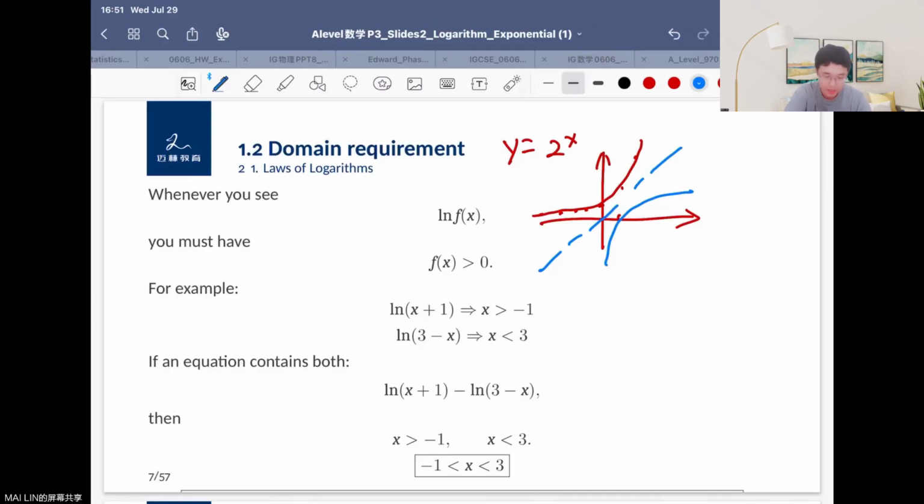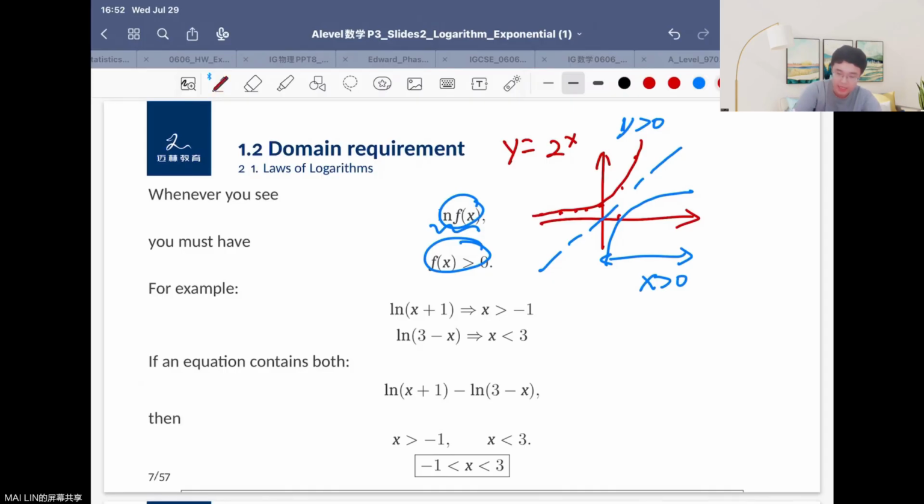Also, if we have ln f(x), you can find that f(x) is bigger than 0, because the exponential function has y bigger than 0, right? So here the domain is x bigger than 0. If you have ln f(x), that means we always have to make sure f(x) is bigger than 0. That makes sure ln has exactly this domain, okay?